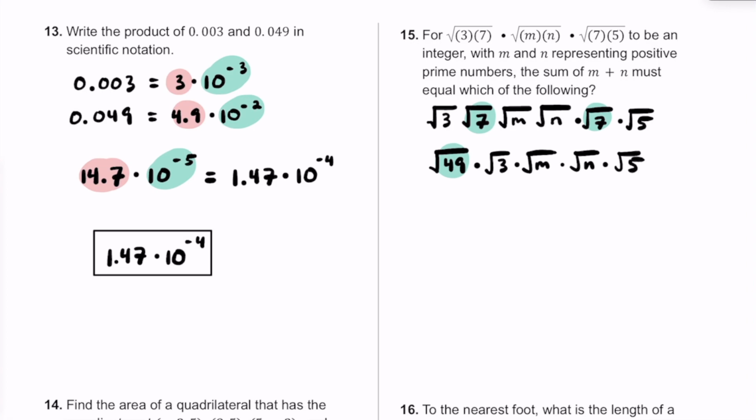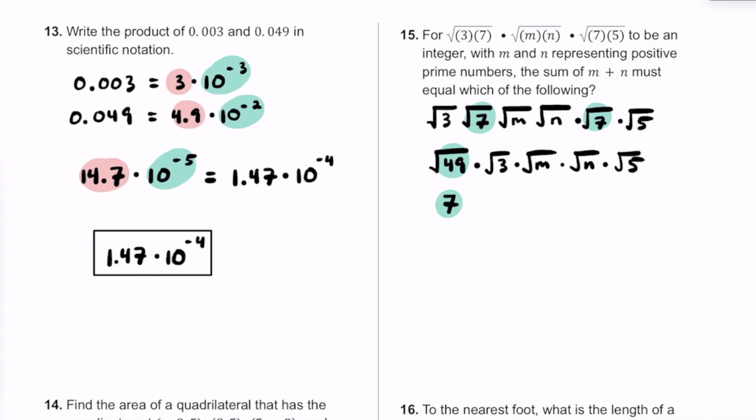Now this root 49 just becomes 7, which is kind of nice. We know that's a nice integer here. So we have to figure out what is going to happen to the rest of these so that these also become integers, right? The whole thing needs to come out to be an integer. So if that's the case, m and n must be prime. And we also need to know that we're going to get perfect squares.